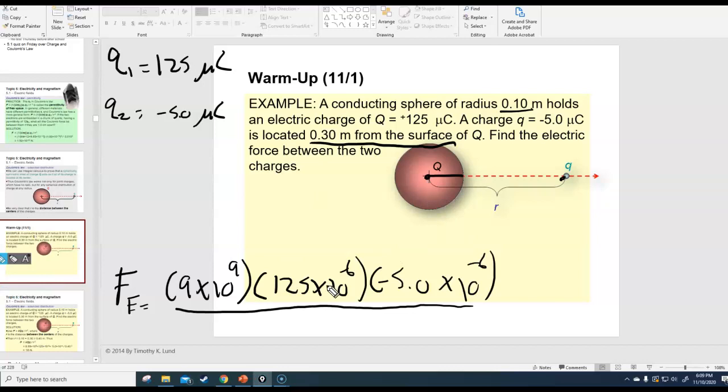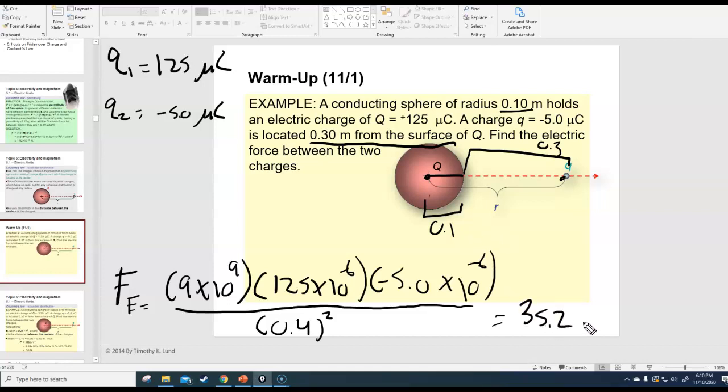That means that this distance right here is 0.1, and then this distance right here is 0.3. So the R that we should be using is 0.4 meters, and we're going to square that. Okay, so I'm going to plug this into my calculator. 125 times 10 to the negative 6 times 5 times 10 to the negative 6 divided by 0.4 squared. And I get an electrical force of 35.2 newtons.